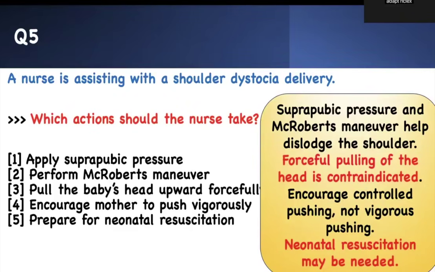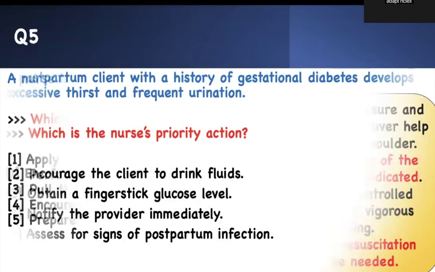Forceful pulling of the head is not indicated. The mommy still has to push, but not vigorously. The baby may need resuscitation because we have just 5 minutes to deliver the baby. Therefore, prepare for neonatal resuscitation, perform McRoberts, and apply suprapubic pressure. 3 and 4 are wrong answers.